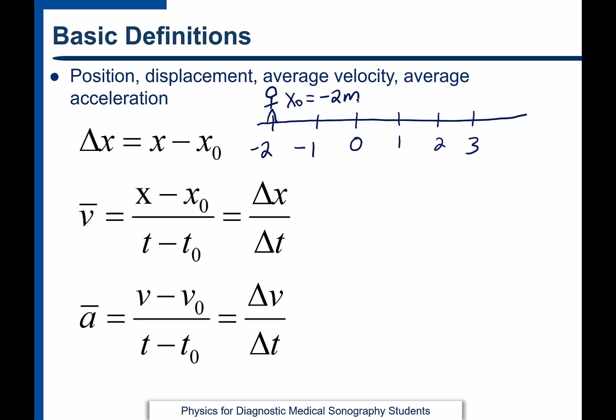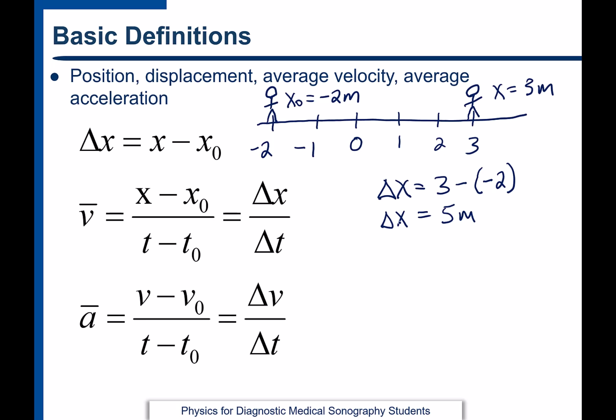So for example, let's say that my person ended up over here at the 3-meter mark. Their final position would be 3 meters, and their displacement, delta x, would be x minus x0, so 3 minus, but notice that x0 is negative, so minus -2, which would be equal to 5 meters. So that would be the displacement for that person who started at a position of -2 and ended up at a position of +3.